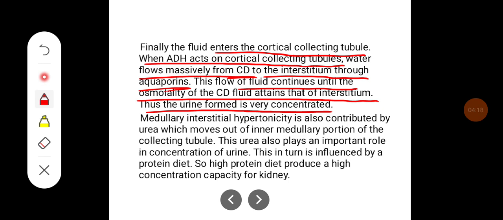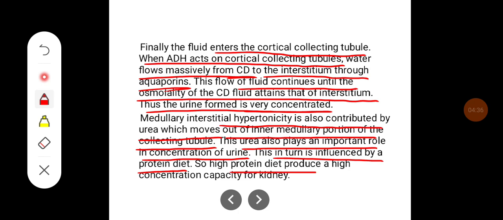The medullary interstitial hypertonicity is also contributed by urea, which moves out of the inner medullary portion of the collecting tubule. This urea also plays an important role in the concentration of urine. This in turn is influenced by a protein diet. So, a high protein diet produces high concentration capacity of the kidney.